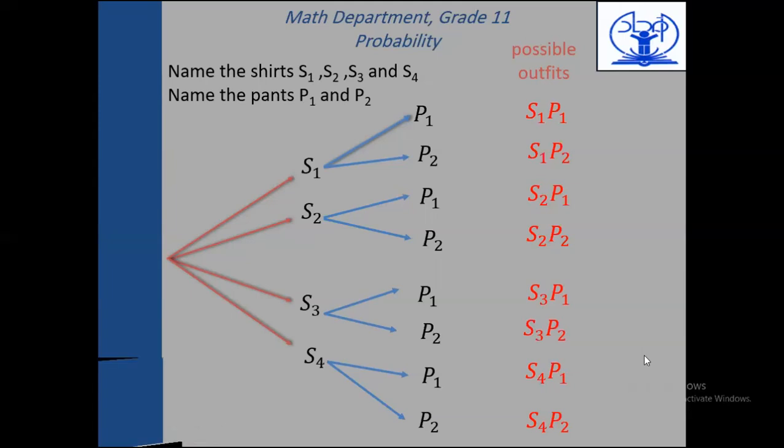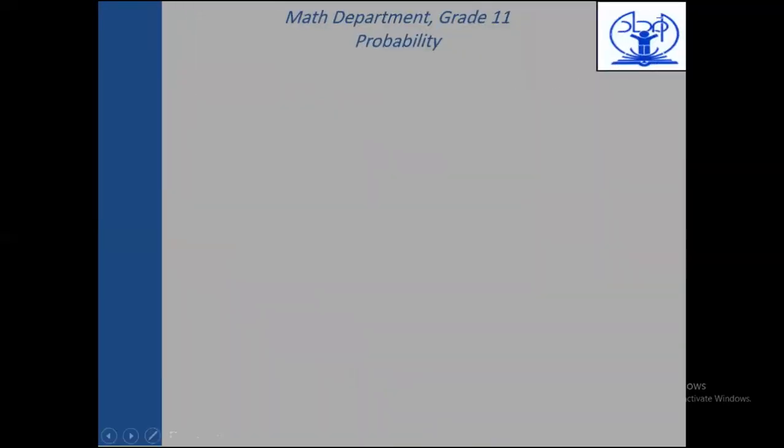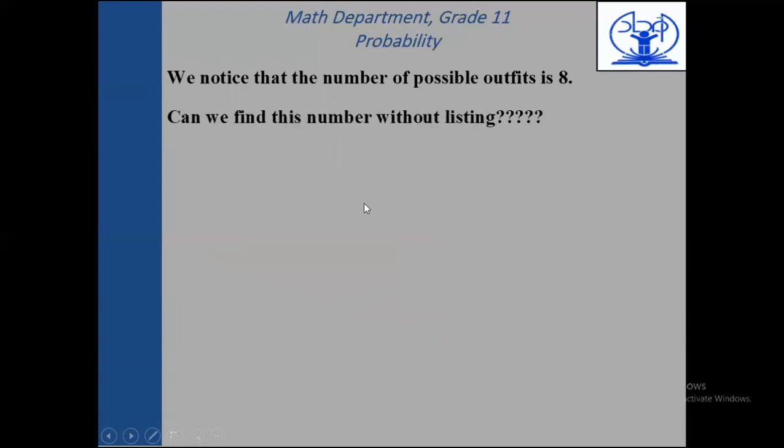How many outcomes are there? We notice that the number of possible outfits is 8. Can we find this number without listing? Because we can expect that sometimes the number of shirts could be much more than this, or the number of pants is much more than this. Then is it logical to list all the possible cases? Is it practical to do this? So we need to find a general method to find the number of outfits without actually listing them.